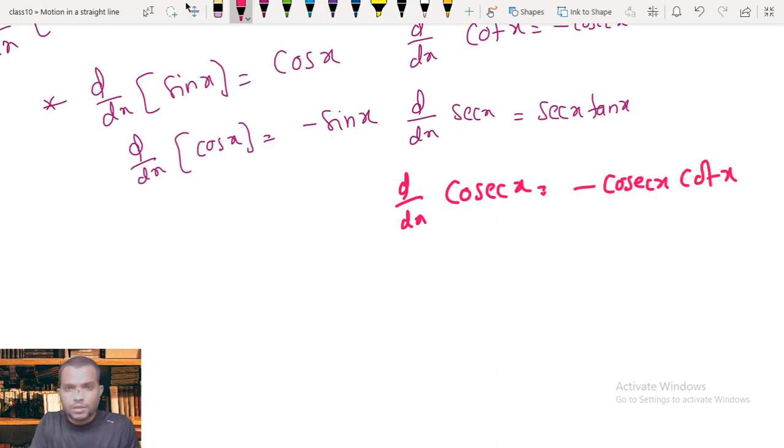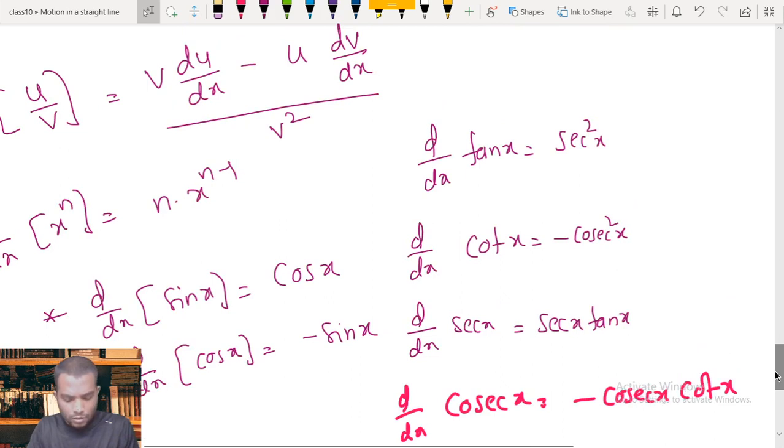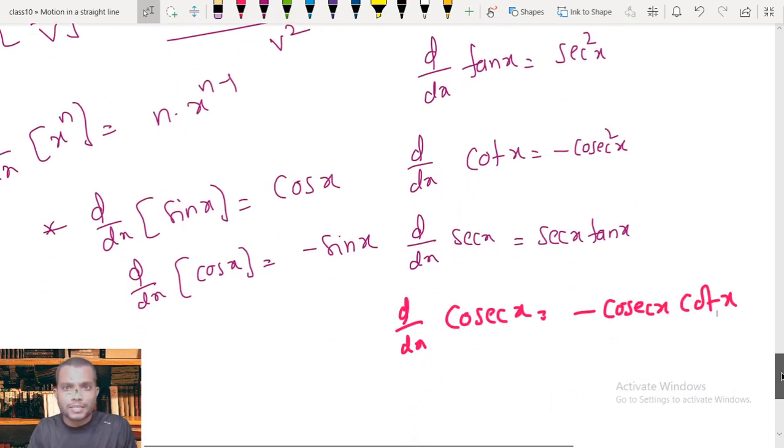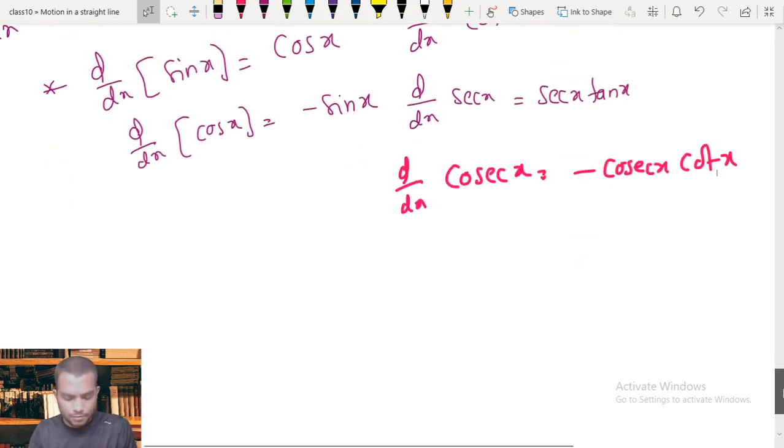So these are the certain trigonometric functions: d by dx of sin x is cos x, and of cos x is minus sin x, tan x is sec square x, and d by dx of cot x is minus cosecant square x, and d by dx of secant x is equal to secant x tan x, and d by dx of cosecant x is equal to minus cosecant x cot x.